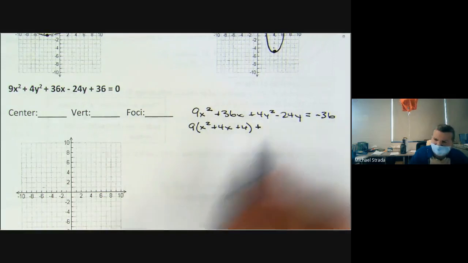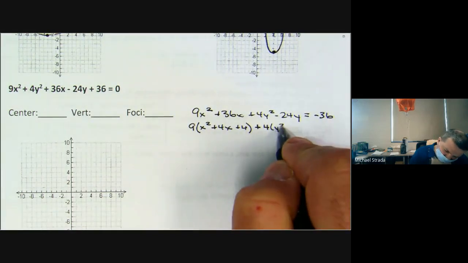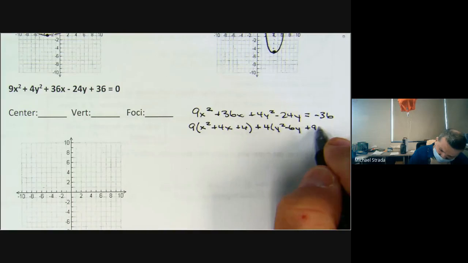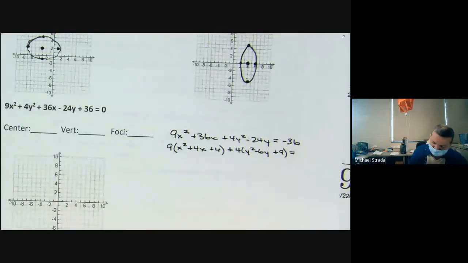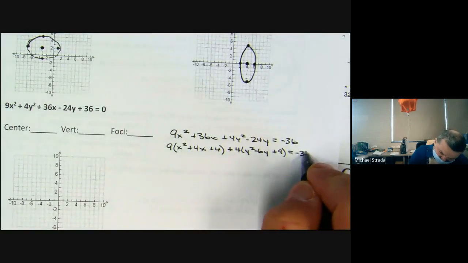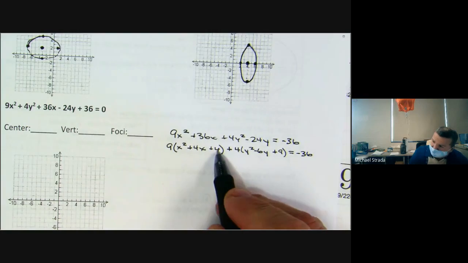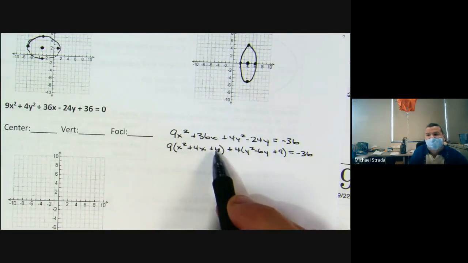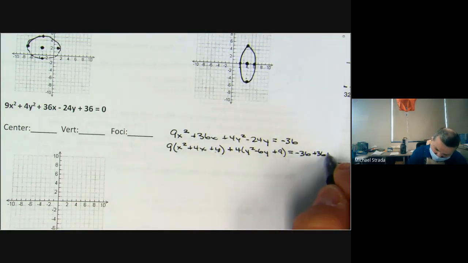Plus, what is the coefficient of y squared? 4y squared minus 6y. Half of 6 is 3. 3 squared is 9. Everybody good at this point? All right. Now on the other side, what did I start with? Negative 36. And this is very important. I added 4, yes, but there's a 9 on the outside. So technically I didn't add 4. I added 4 times what? 9, which is 36.